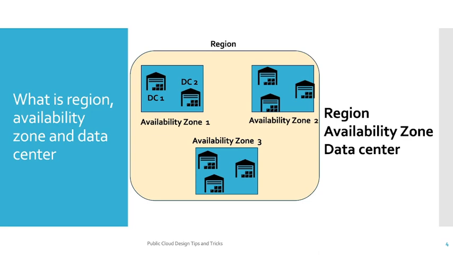So let's try to understand a few terminologies. What is a region, availability zone and data center? When you provision a service, that means the service is getting created inside a data center in the form of hardware. By combining multiple data centers together, you will find availability zones. By combining multiple availability zones inside a region, that creates a region. So multiple data centers create availability zones, and multiple availability zones create a region.